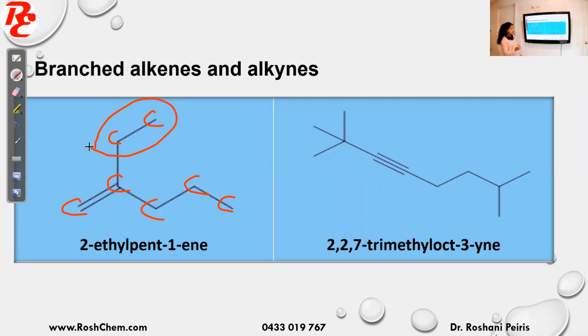So now label your parent chain. You should give the lowest number to the double bond here. That's why I start from this end. So that's 1, 2, 3, 4, 5. So it's a 5 carbon parent chain. And I start with my substituent. Now it's on the second carbon. So I wrote 2-ethyl. Pent is 5. 1-ene. Why did I say 1-ene? The double bond is on the first carbon. So I say pent-1-ene.